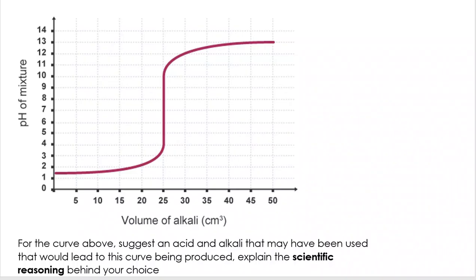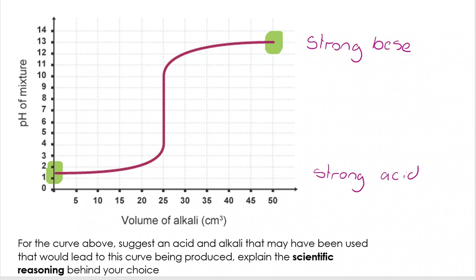So in the first instance, we're going to take a look at a pH curve here. And the question at the bottom: suggest an acid and an alkali that might have been used that would give us this curve. First thing that I'm going to look at is we've got a very low pH we're starting with, so that makes me think it's a strong acid. Similarly, we're going to a very high pH at the end, so that tells me we think it's going to be a strong base or alkali.